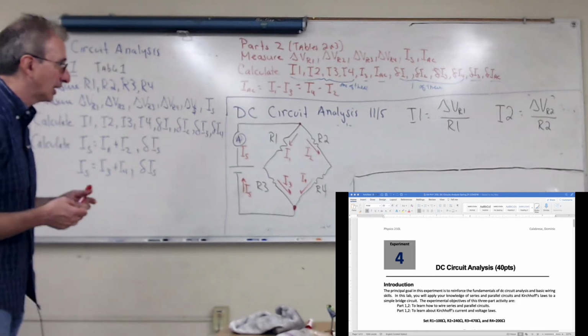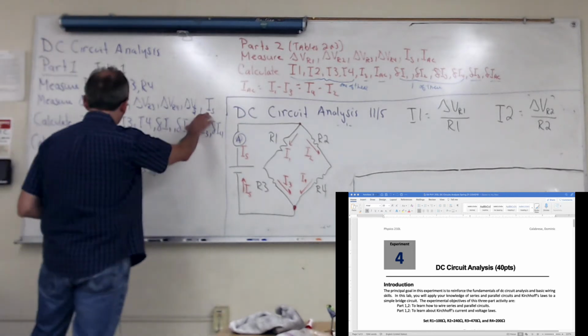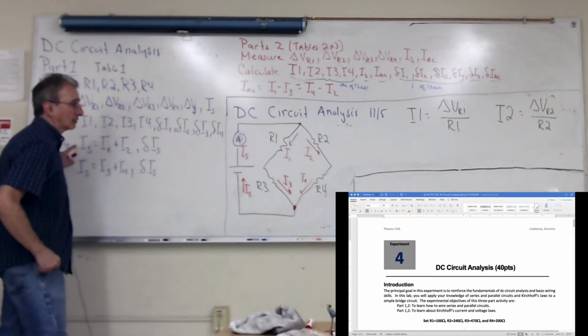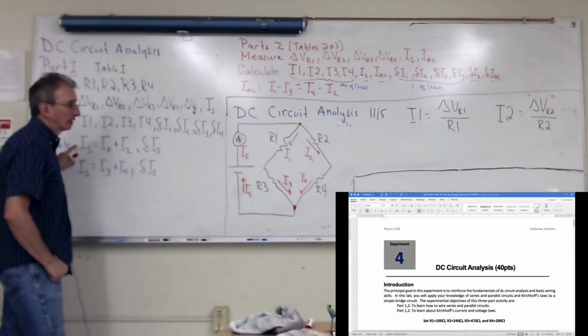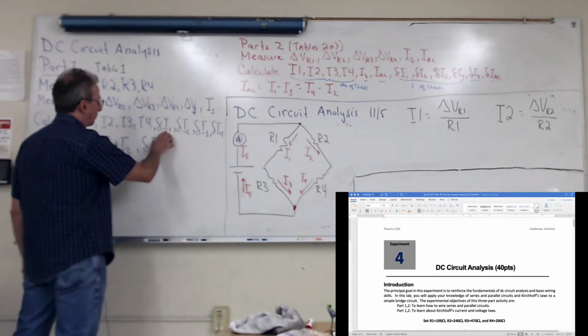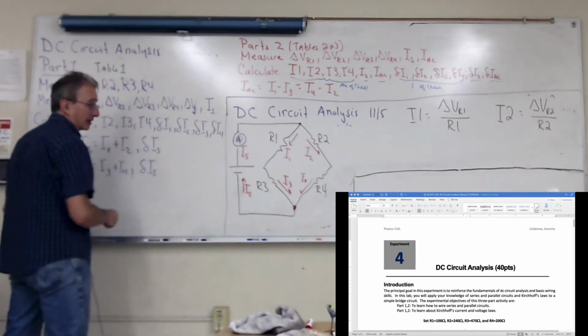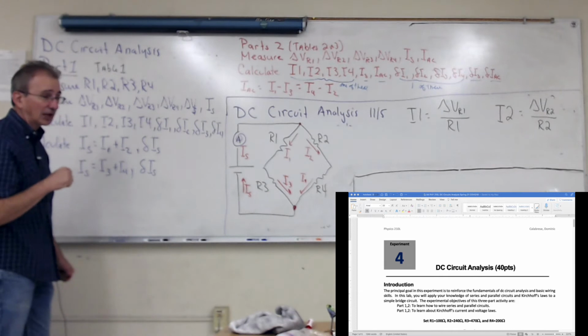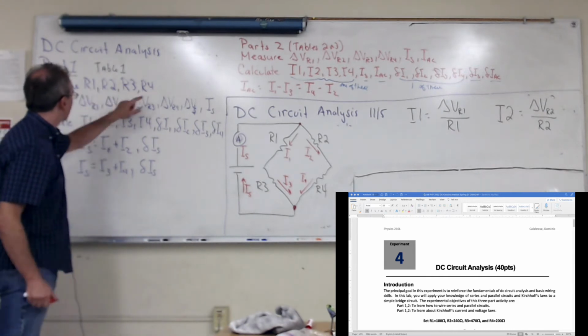And you want to see if the measured values and the calculated values agree, which also means that you have to calculate the uncertainties in I1, I2, I3, I4, and I sub s. And I'll talk about how you get the uncertainties in these values.